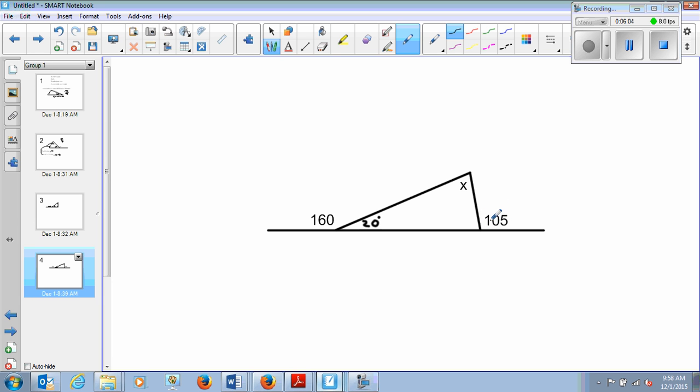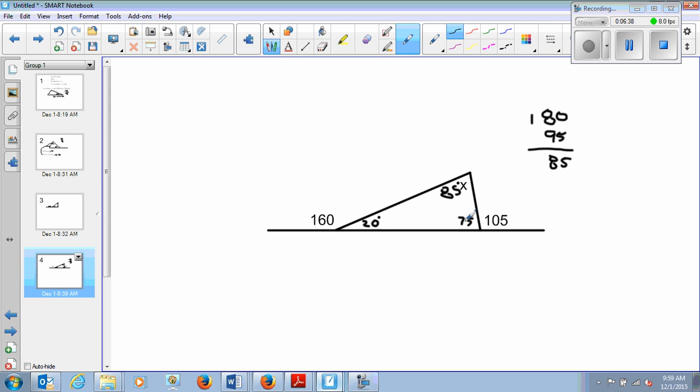105 and this angle are also supplementary, which means this angle has to equal 75. 75 plus 105 makes 180. Now we have this triangle. 20 plus 75 is 95. Subtract 95 from 180, and we get our answer, which is going to be 85 for x. And that's really all they wanted us to solve to get the question right, but we did have to find a couple other things.